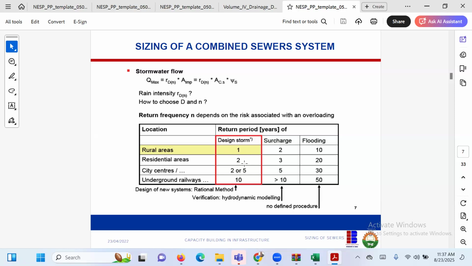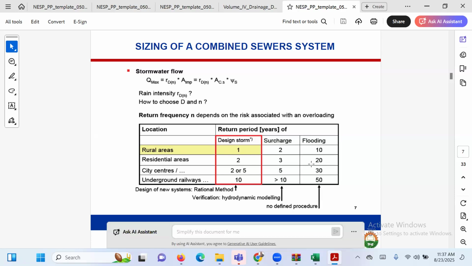Then for a higher value, surcharge is a situation whereby the system is allowed to surcharge. It's allowed to impound, and then it will go down again. Okay? Surcharging is allowed. You see it rains, you come out, you see water everywhere. Within a few minutes, the water will percolate. Is it allowed or is it not allowed?